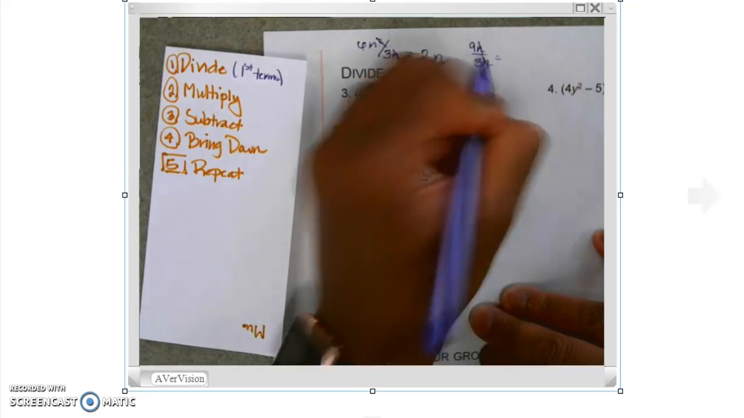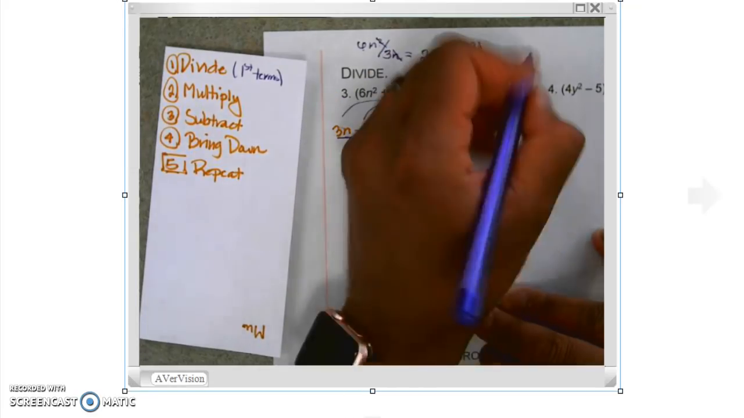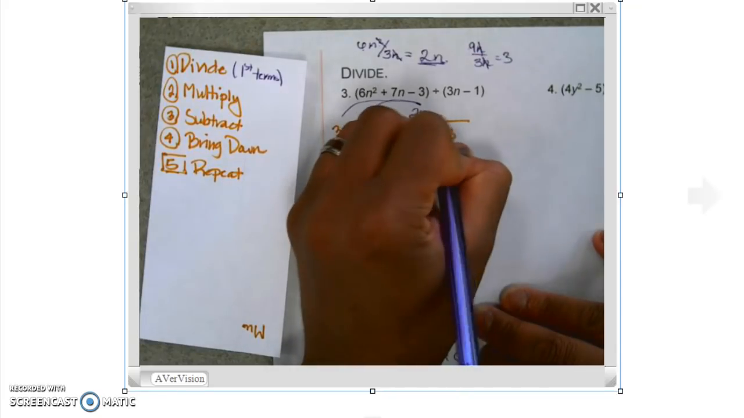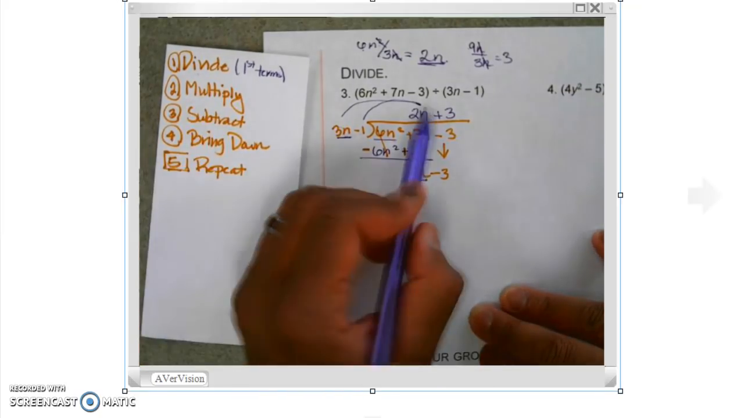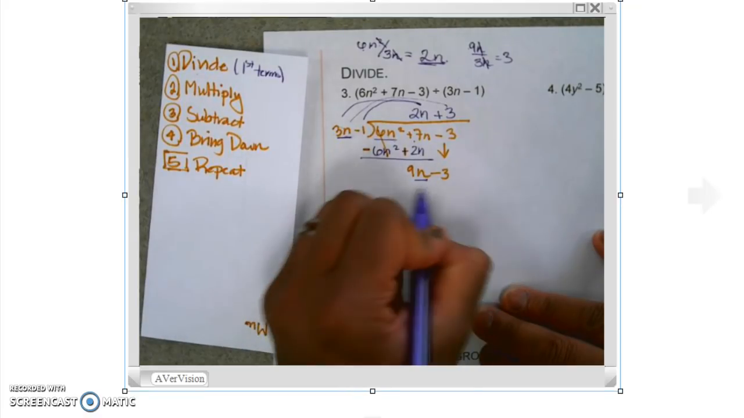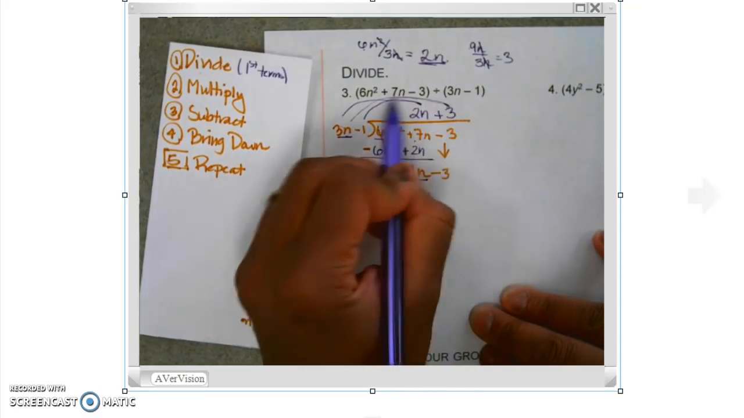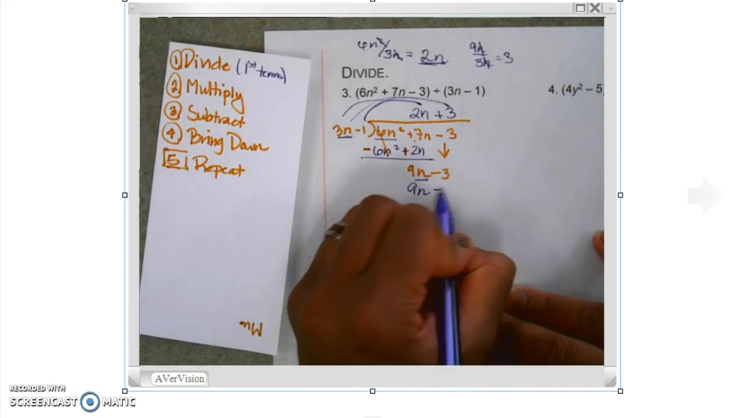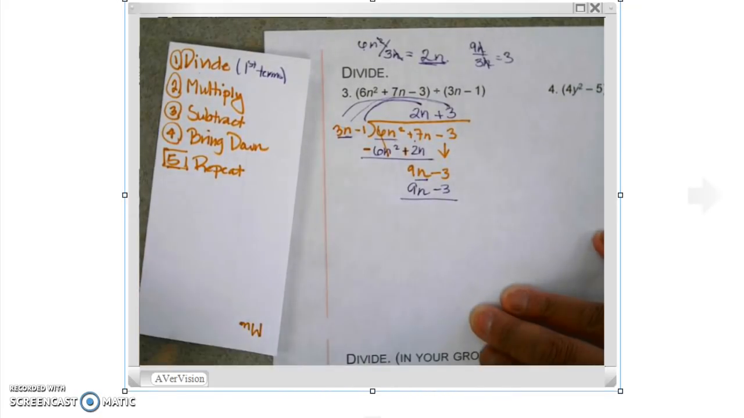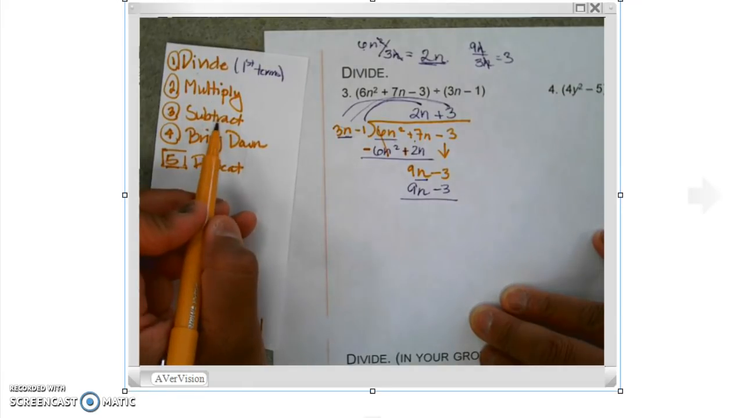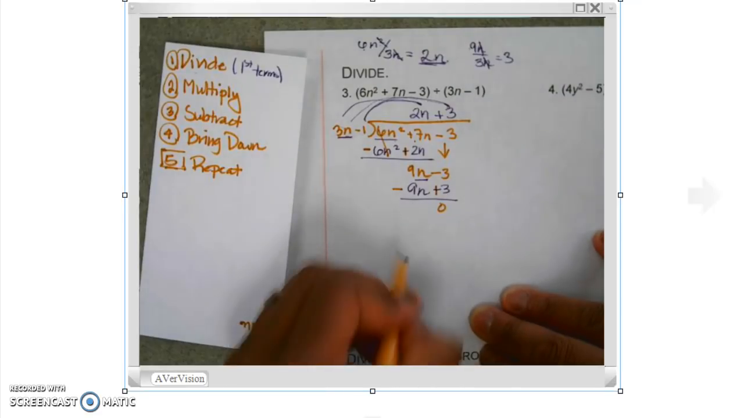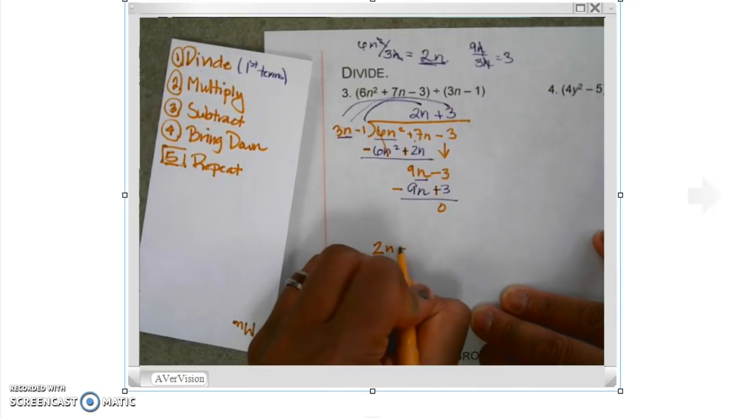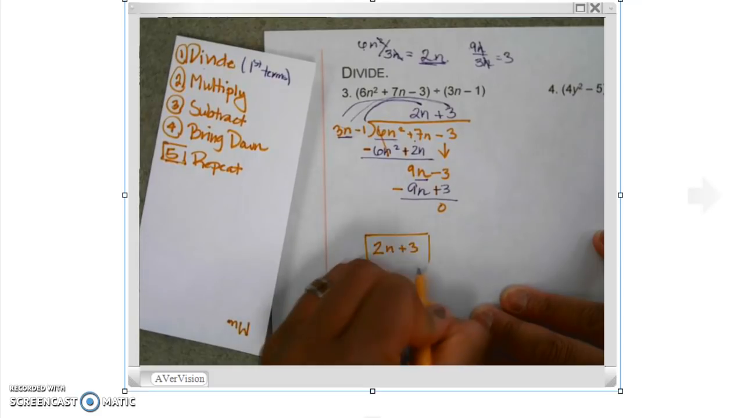The n's cancel out. 9 divided by 3 is 3. It's a positive 3, so I'm going to put plus 3. And now I'm going to multiply. So 3 times 3n is 9n. 3 times negative 1 is negative 3. Just multiplied. Great. Next step, subtract. Change signs. So this is 0. Oh, it went in evenly. So this is 2n plus 3. Final answer.